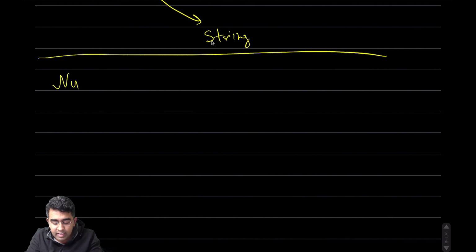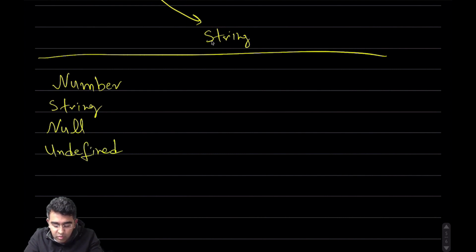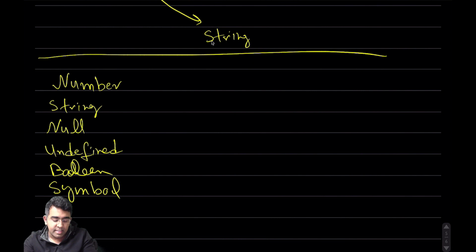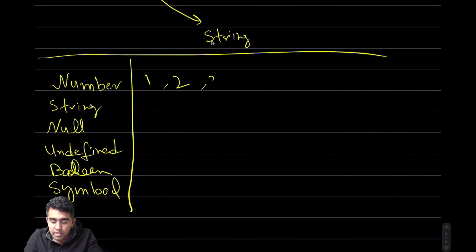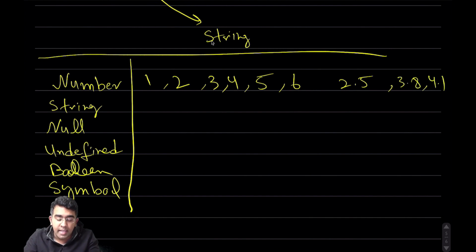So the first type we have is a number. Next we have a string. We have a null. We have undefined. We have a boolean. And then we have a symbol. Okay, so these are the six types or primitives which are provided by the latest JavaScript. Now, an example of a number can be 1, 2, 3, 4, 5, or 6. And also we can define a number with decimal places, for example, 2.5 or 3.8. Okay, or 4.1. We can define decimal places as well.